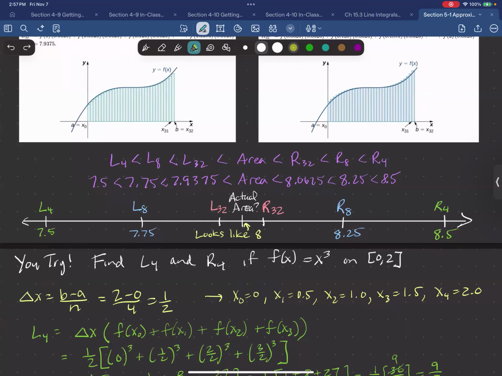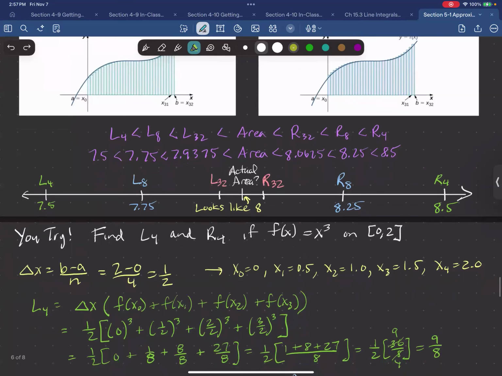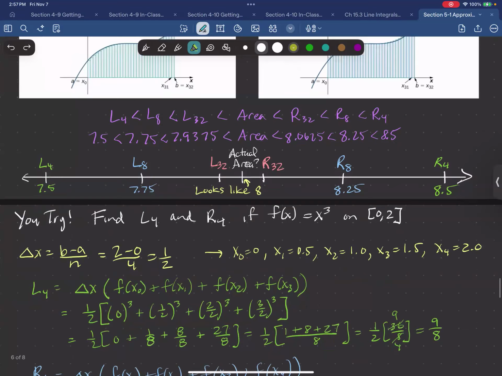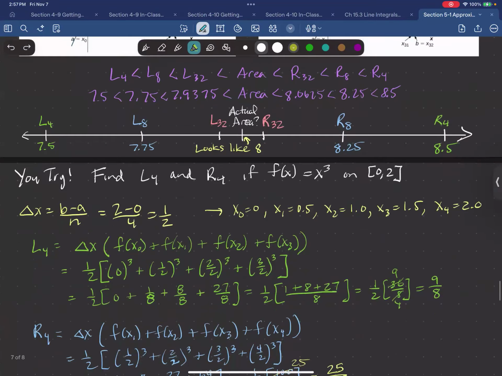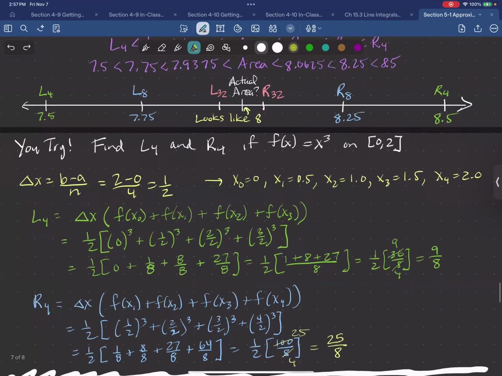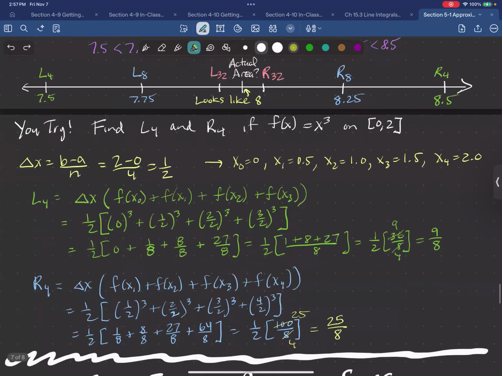If you do L4, I factored out the delta x. Remember, we're using left endpoints, so f of x0 through f of x3. If you go through the math, you should have got 9/8. R4 is the same setup, but right endpoints. So rather than using 0, 1/2, 1, and 1.5, we used 1/2, 1, 1.5, and 2. And we cube each of those, and we ended up getting 25/8.